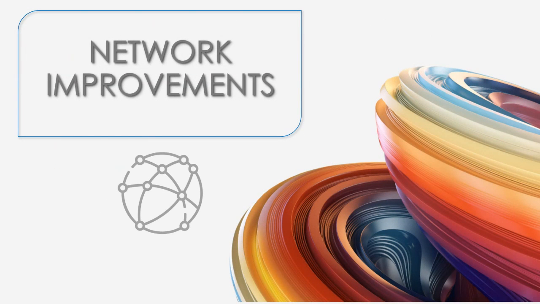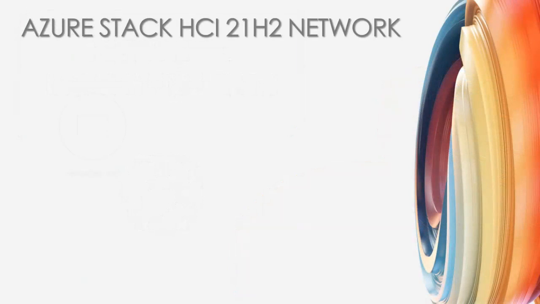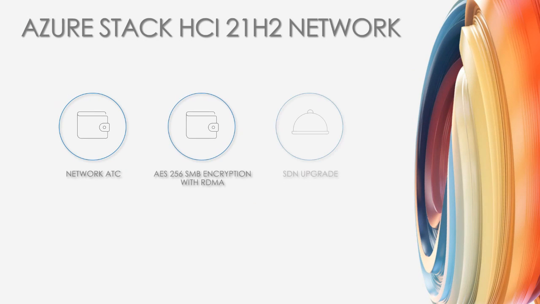So now on to network improvements. There are some interesting improvements here. Network ATC, AES-256 SMB encryption with support for RDMA offload, and the upgrade of SDN from 20H2 to 21H2 is now in place. So let's start with Network ATC.